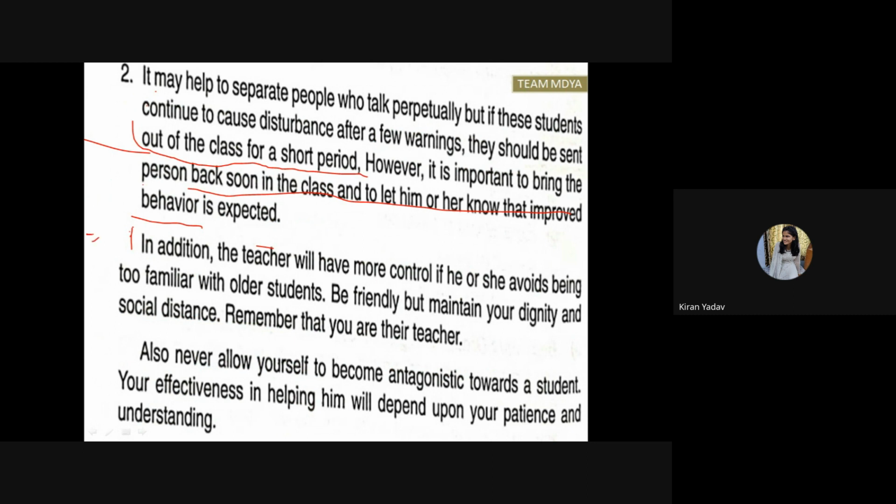And then next we see, in addition, the teacher will have more control if he or she avoids being too familiar with older students. If a teacher has a good bond with some students, the teacher should avoid being too friendly with them. No doubt the teacher should be friendly with the students, but not too friendly. The teacher should maintain his or her dignity and social distance. Remember that you are a teacher. Also, never allow yourself to become antagonistic towards a student. Your effectiveness in helping him will depend upon your patience and understanding. So you should not become an enemy of any student, but be polite and patient and try to understand that student.